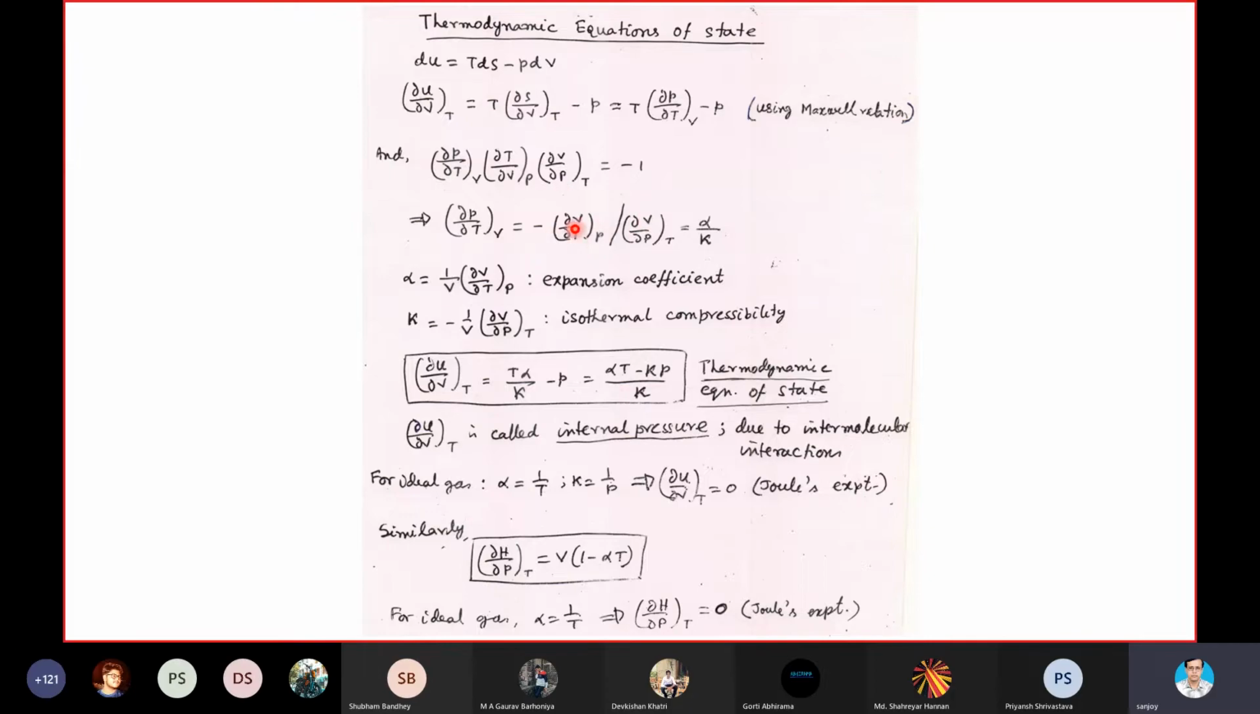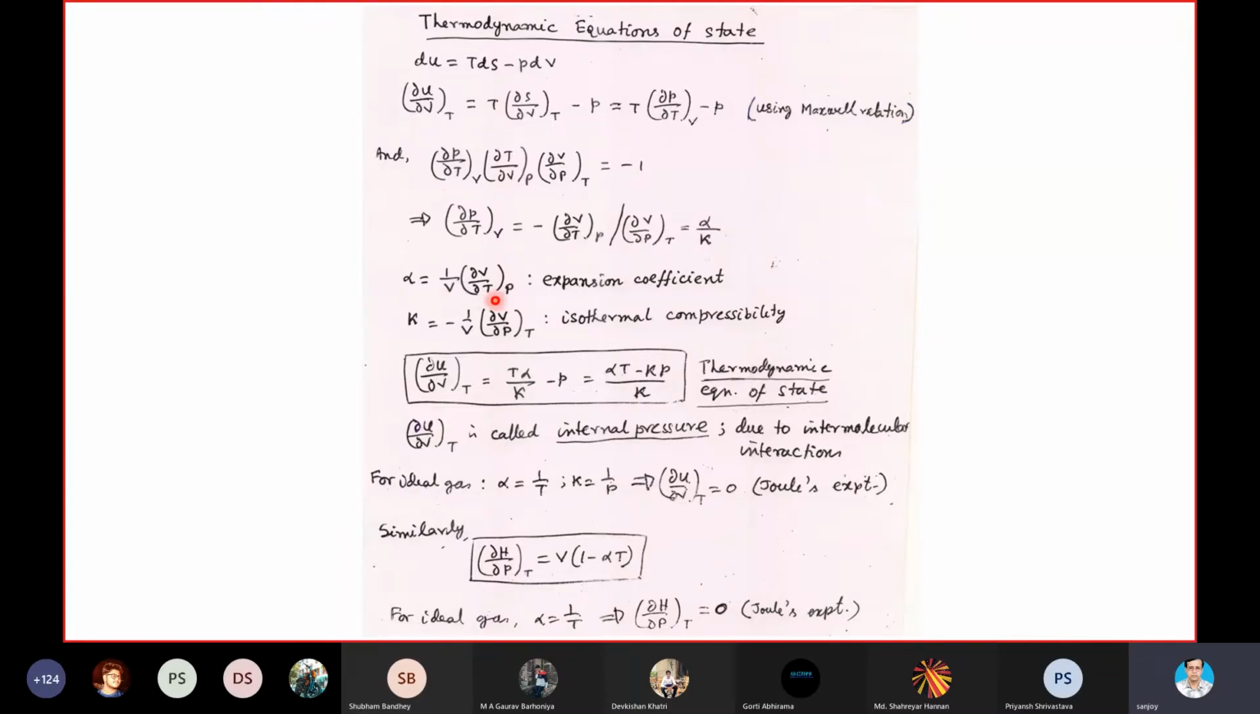Now there is a reason for writing this, because these two are important quantities which can actually be measured, both experimentally as well as calculated from the equation of state. One is this alpha, which is the expansion coefficient, and another one is kappa, which is the isothermal compressibility. So what is the expansion coefficient? As the name shows, this is a measure of expansion or contraction of your system. It says how volume changes with temperature at constant pressure, and then you normalize by total volume. So it's per unit volume.